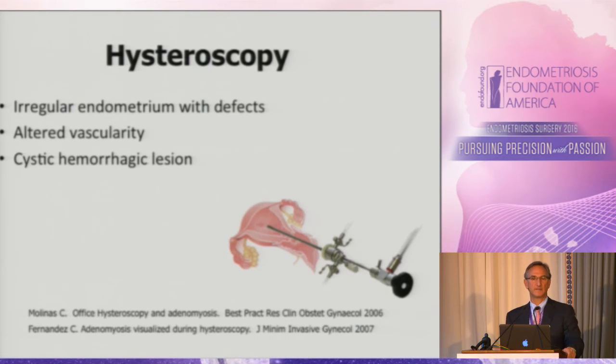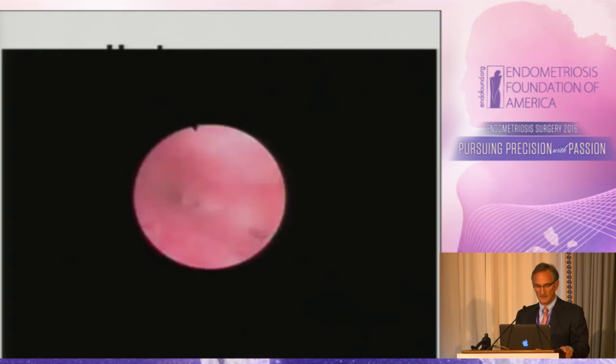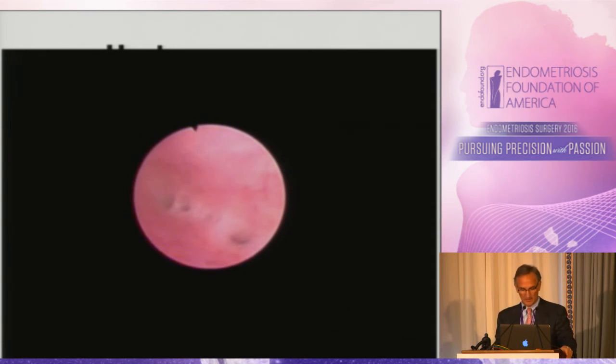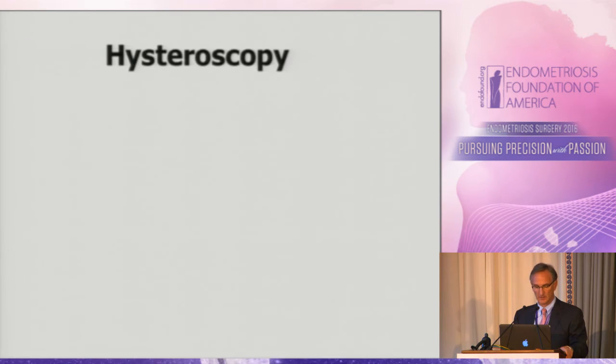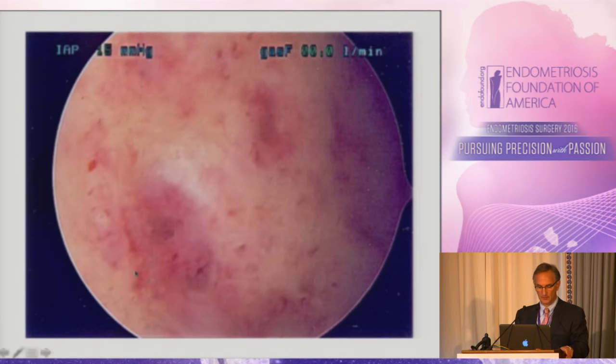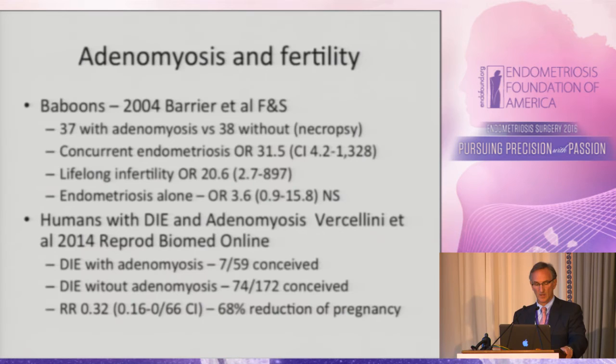Hysteroscopy is part of our infertility evaluation in our practice. Office hysteroscopy, there are some findings that you'll see: pitting of the endometrium toward the myometrium, which again is pathognomonic for adenomyosis. And this is a still picture, again, where you could see this pitting of the endometrium toward the myometrium in patients that have adenomyosis.